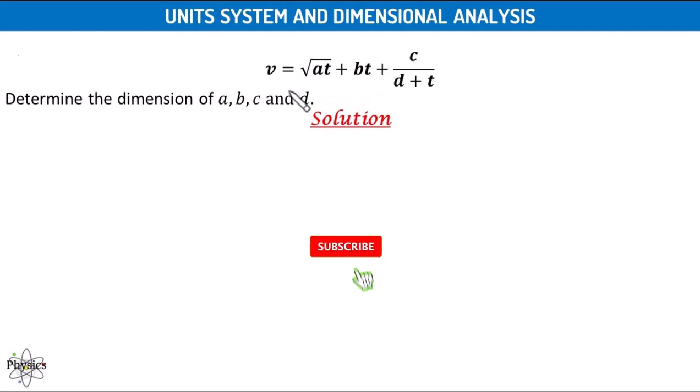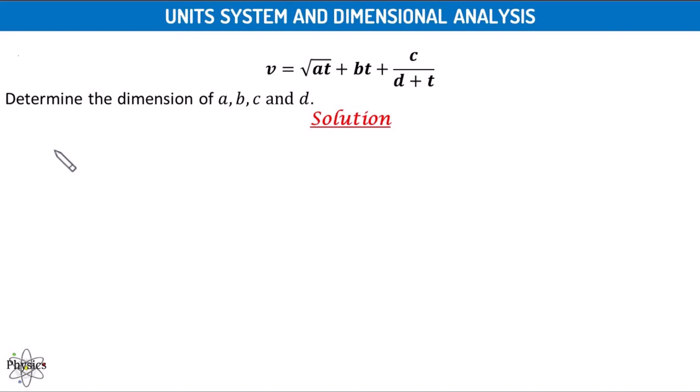So according to the dimensional homogeneity, the dimension or the unit of V must be the same as the dimension or unit of the square root of AT. At the same time, it must also equal the unit or dimension of BT, which at the same time would be equal to the dimension of C over D plus T. So let's see how we are going to do it.